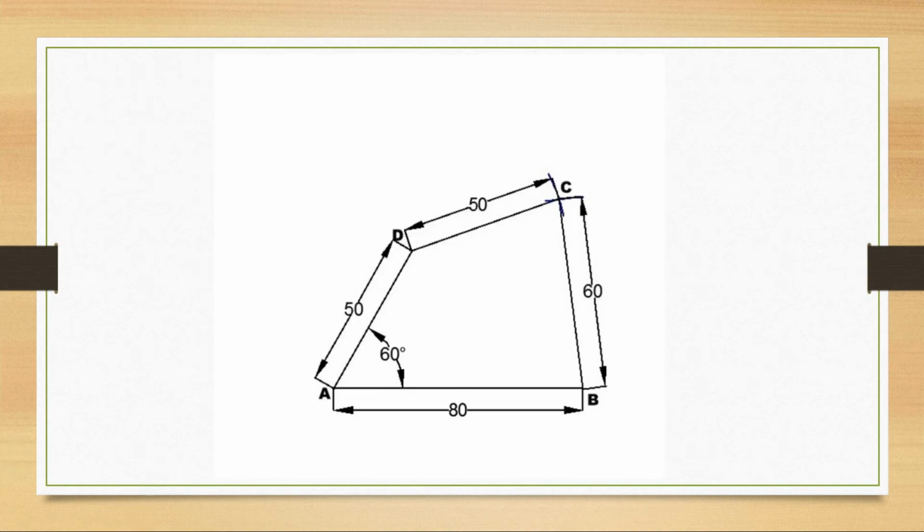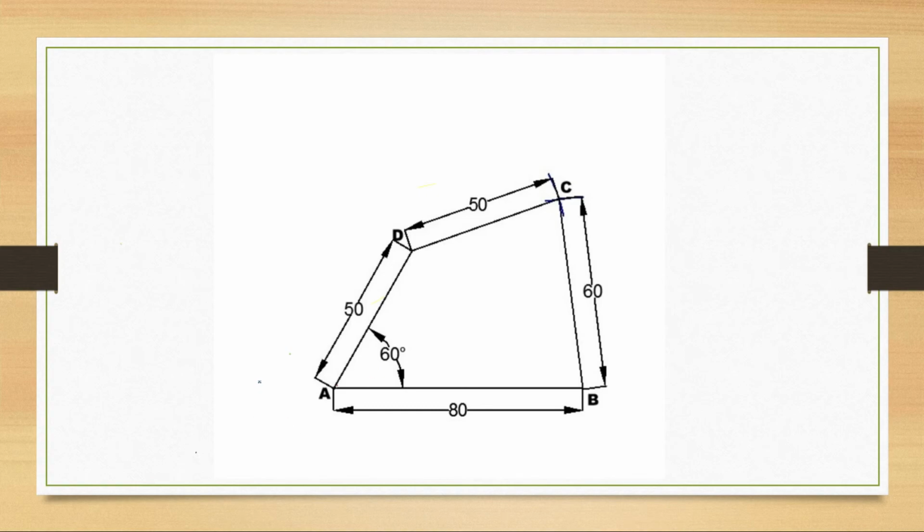So here we have our actual drawing. This is how it looks in real life when we use all our tools to draw this. These are all our dimensions: AB 80 mm, AD and DC 50 mm, and BC 60 mm. At the same time angle A will be 60 degrees.